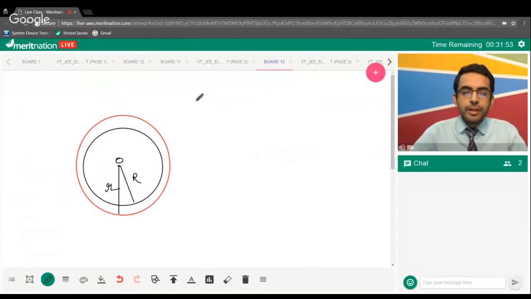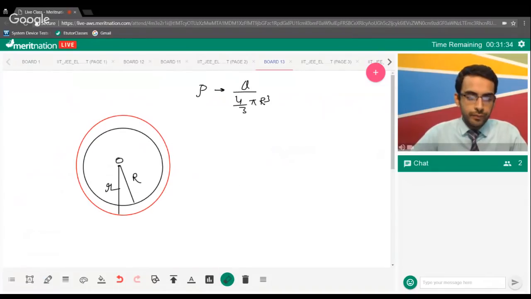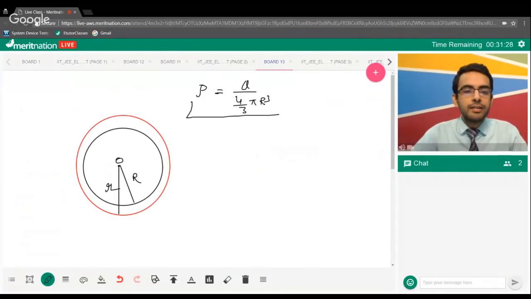So let's say rho is the charge density. That means Q by volume, that means Q by 4 by 3 pi R cube. So this is the volume charge density, charge upon volume for this complete sphere. Let's say that the sphere is uniformly charged throughout the volume.